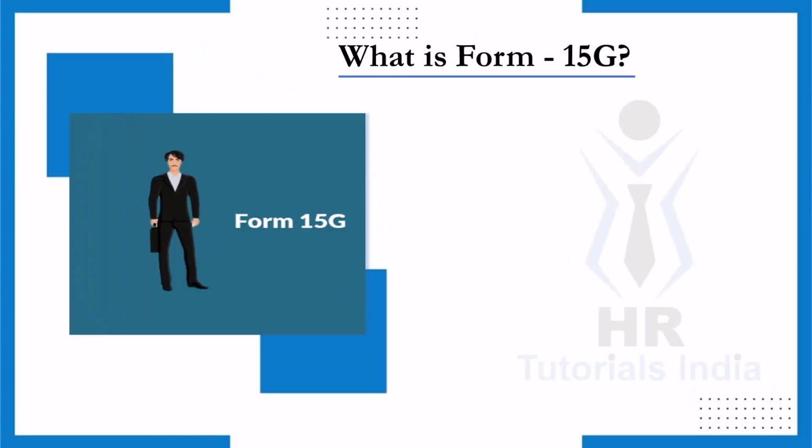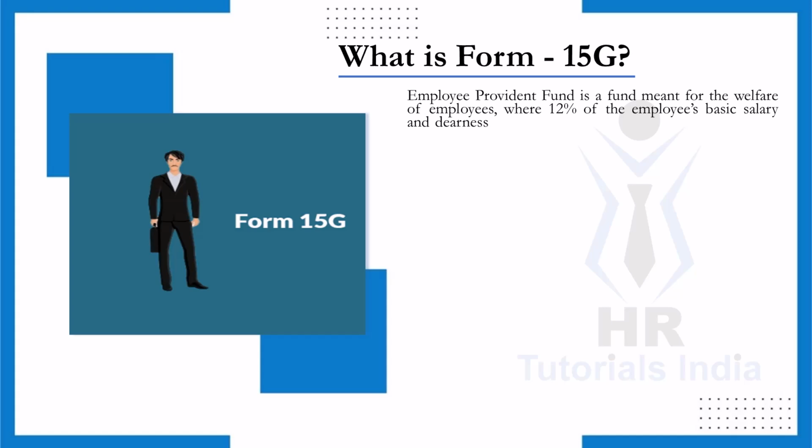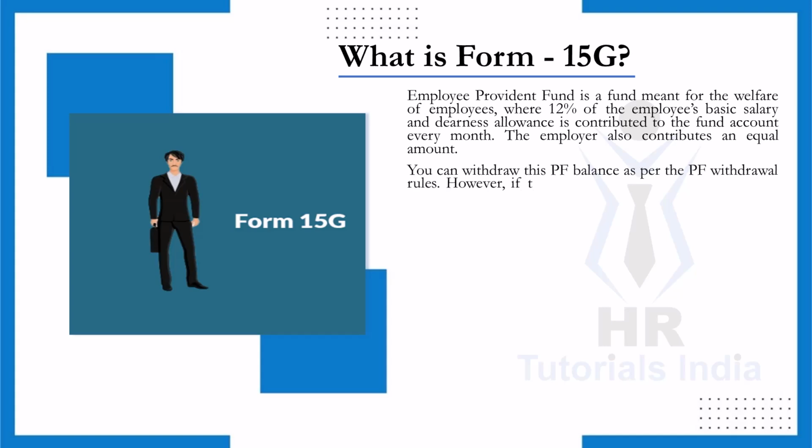What is Form 15G? Before getting into the video, let us understand what exactly Form 15G is. Employee Provident Fund is a fund meant for welfare of employees, where 12% of employees' basic salary and dearness allowance is contributed to the fund account every month. The employer also contributes an equal amount. You can withdraw this PF balance as per the PF withdrawal rules.